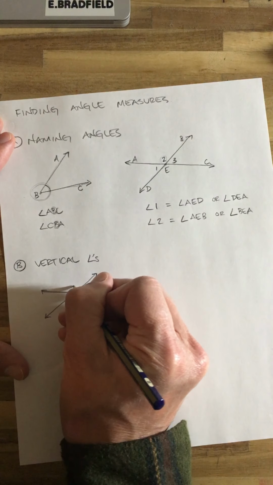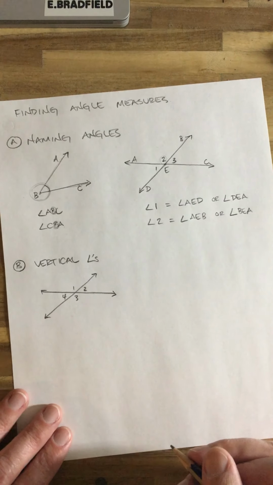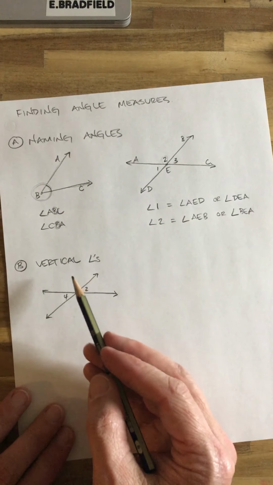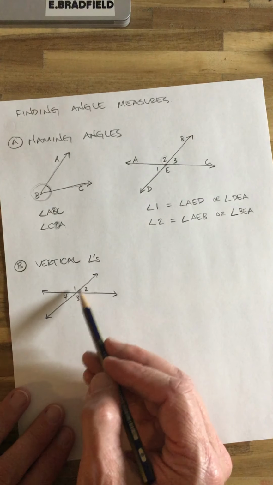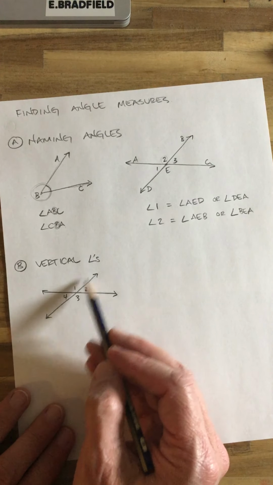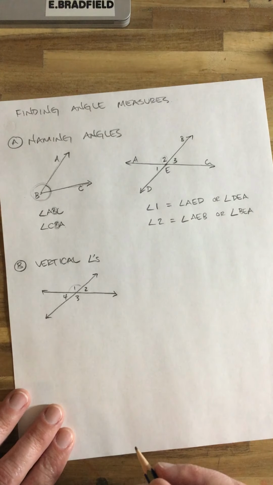Okay, and I'll say this is angle 1, 2, 3, and 4. And by the way, sometimes angles will be named with numbers. So if I said, what's angle 1? Well, it's right there. Okay, this angle right here. This is angle 1 up here. This is angle 1. Okay, that's an angle right there.